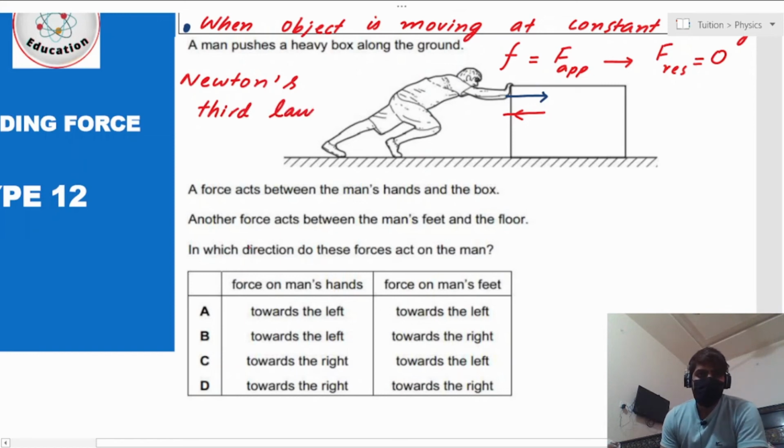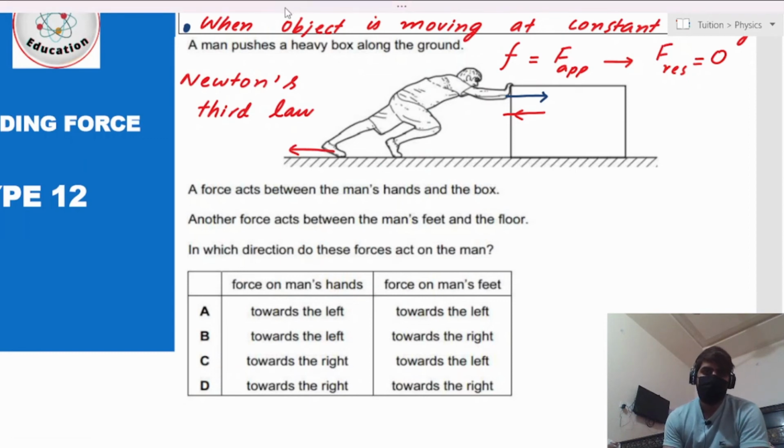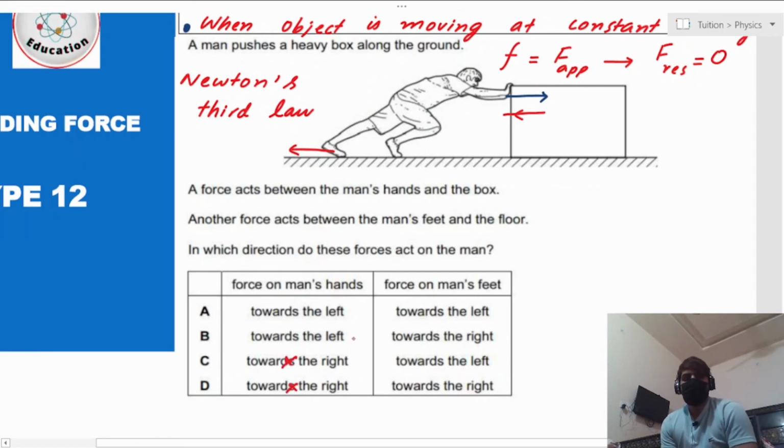And force on the man's feet. The man is pushing the floor backward, and the force acting on the man's feet would be forward. So force on the man's hand would be towards the left. So this is inaccurate, this is inaccurate, and the force acting on the man's feet would be forward. B is the right answer.